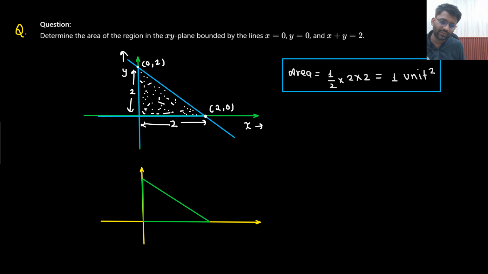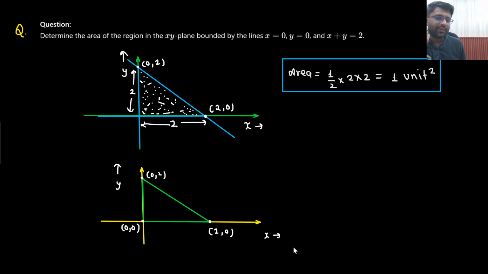And points also we will see. This point is (2, 0). This point is (0, 2). This is the y-axis and this is the x-axis. This point is (0, 0). So this bounded area we need to find out.